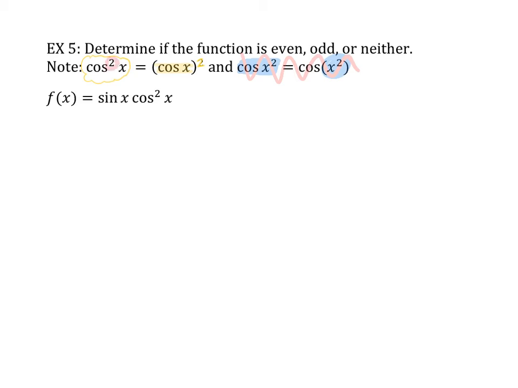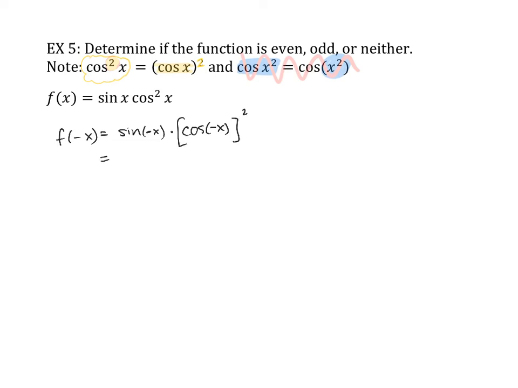So that's just the convention. We're just going to put that 2 right there between the cosine and the x. And that just means quantity cosine of x, quantity squared. So is this odd, even, or neither? Well, let's investigate what happens if I put the opposite of x in there. Plugging that in, I would take sine of the opposite of x times cosine of the opposite of x, and I'm going to write that whole quantity as being squared.